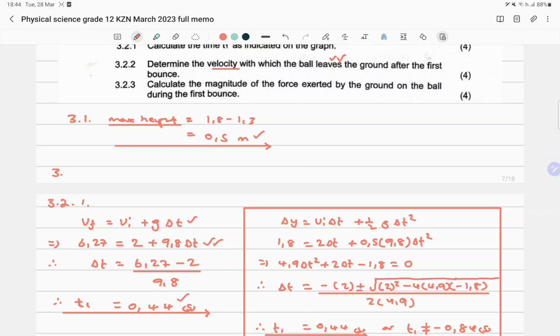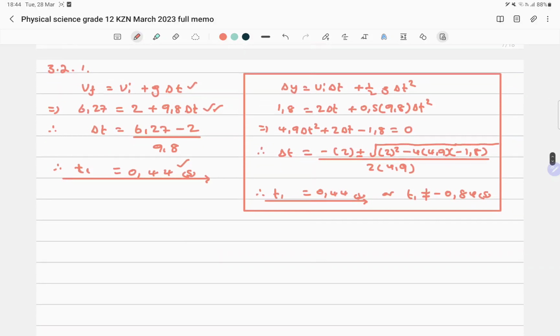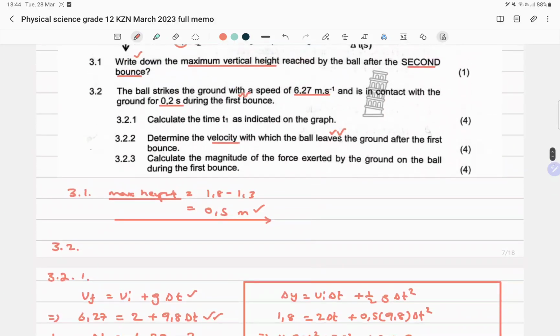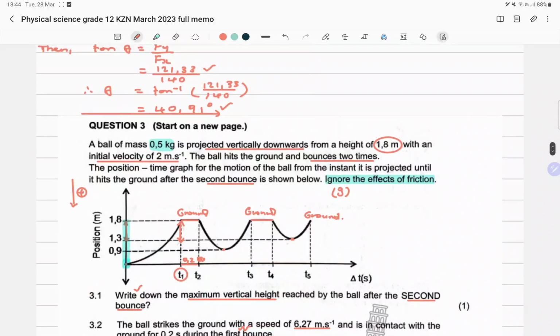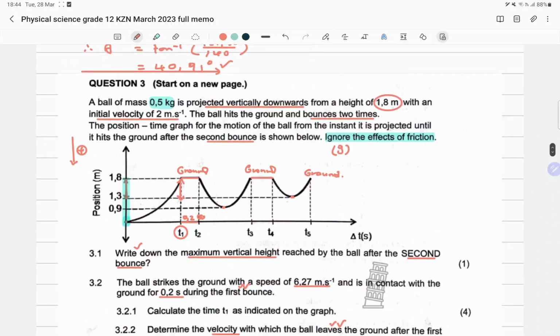Okay, this is 3.2.2. Now we want the velocity with which the ball leaves the ground after the first bounce. Now let's look at this one. We have a few issues. We know that the velocity here is 0 because that's the maximum height. And then we need to know what this height is. This height is essentially this one right here, which is 1,8 minus 0,9. That gives us our delta y.